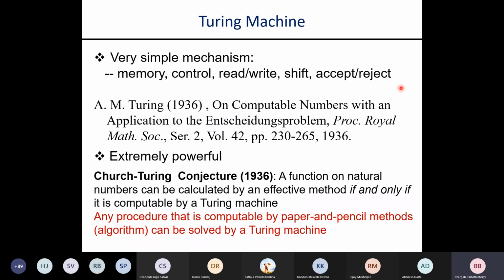Now, since there are many limitations in every discipline, the Turing machine also has certain limitations. Anybody knows that? Any example of a problem which is not computable by a Turing machine? Halting problem. Right, Turing undecidability.